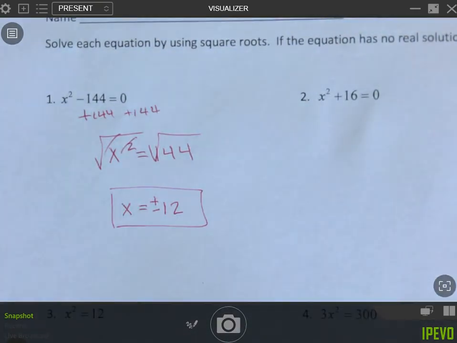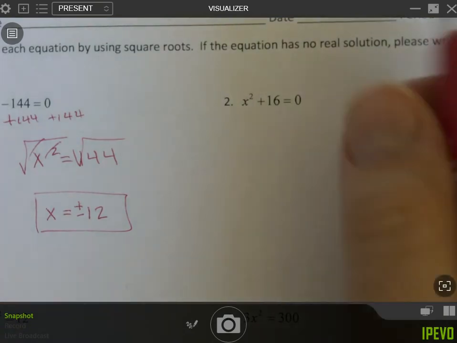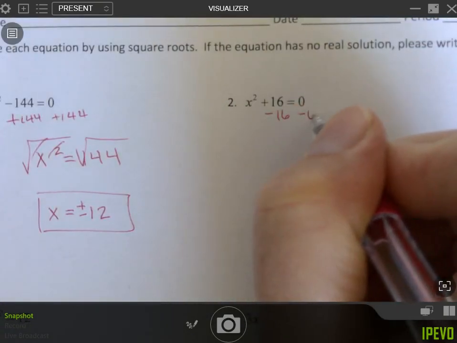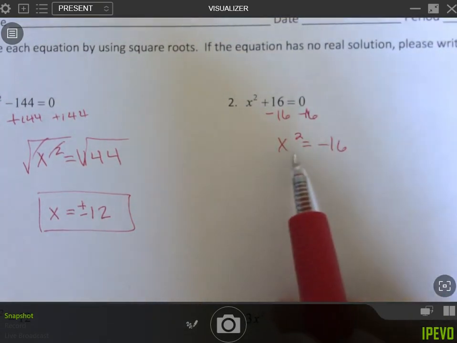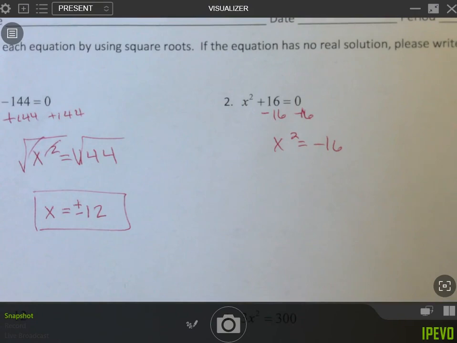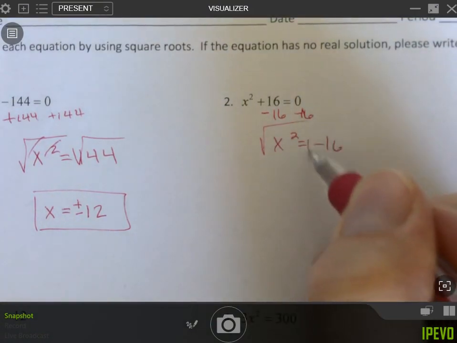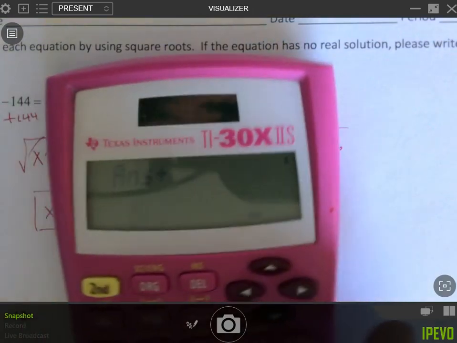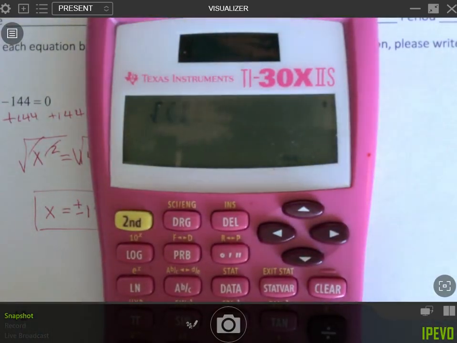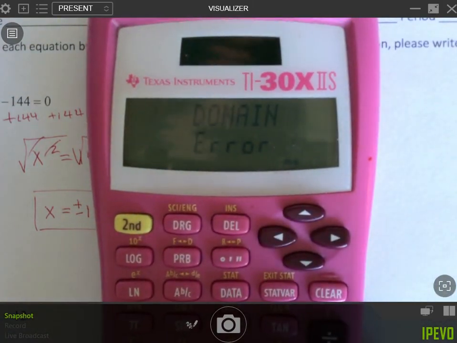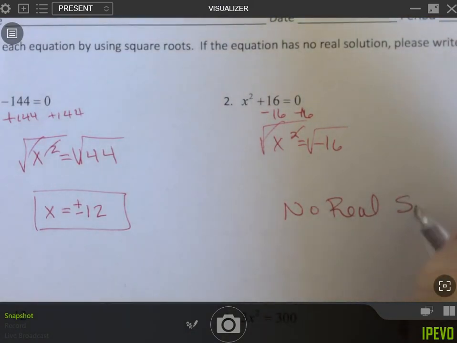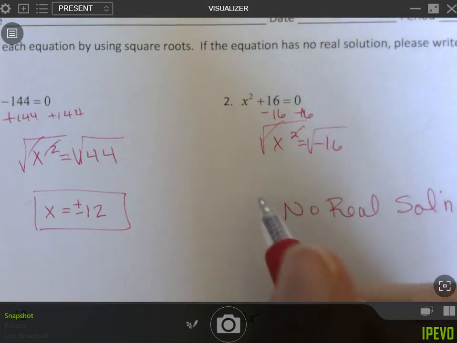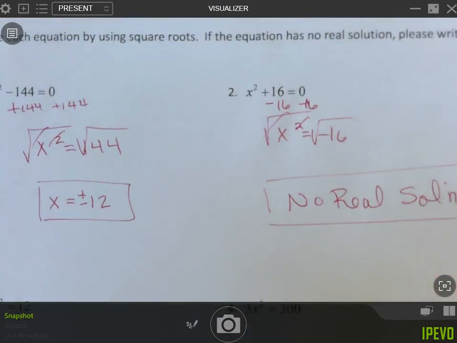Number 2. Well, when I went to isolate it, I subtracted it, and I got x squared equals negative 16. Are there any numbers that you're ever going to square that are going to give you a negative outcome? No. And if I try to take the square root of a negative, my calculator is going to tell me, oops, hold on, let me put it in there. My calculator tells me domain error. Some of them tell you it's unreal. So this one is no real solutions. Now, a lot of times you also just see no solutions. There is a solution, but it is imaginary.